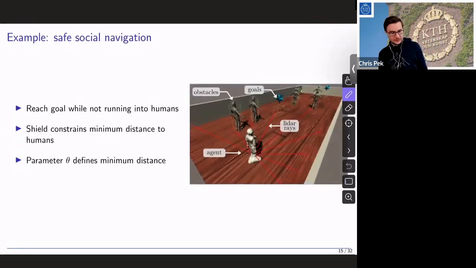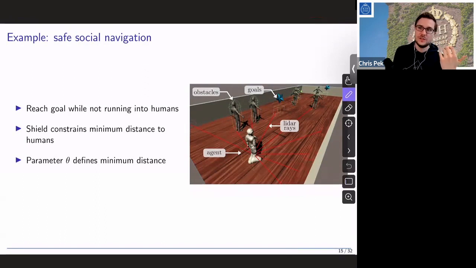Before the break, the last thing I want to show you today for that perceived safety part is an example where we simulated or trained an agent that is tasked for social navigation. So this social robot here, Pepper, is tasked to get to the goals, which you see here as these small stars, while not bumping into humans, and the shield constrains the minimum distance to humans. And the parameter theta defines this minimum distance. So we want to achieve a shield that is perceived as safe. And perceived safety means, in this case, the human keeps a preferred minimum distance to obstacles around.